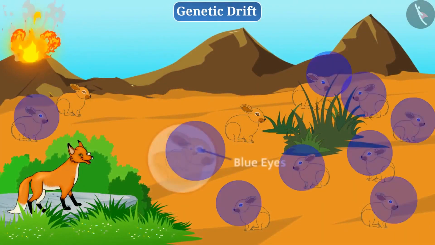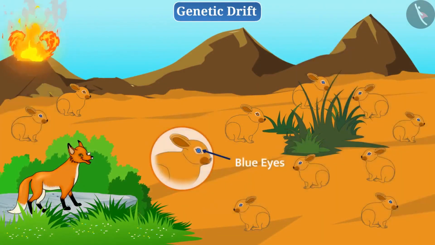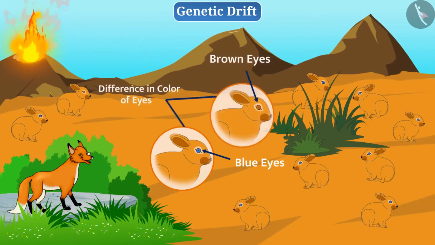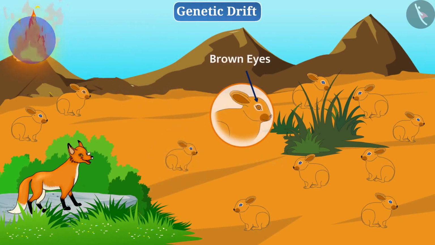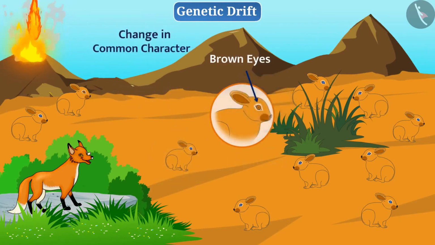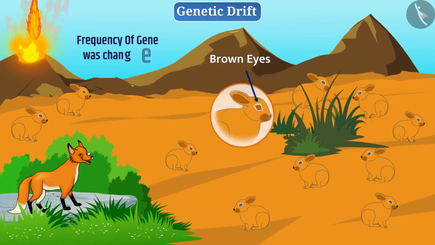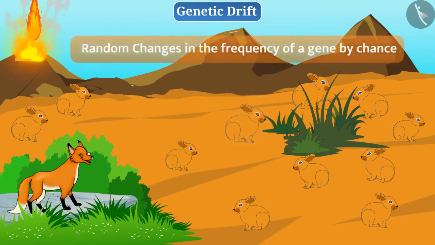Here, the accident of rabbits with blue eyes was merely a coincidence, from which a few rabbits survived, and hence the population. In this situation, the difference in the color of the eyes did not help in survival. Here, due to an accident, there was a change in the common character of the eye color, that is, brown. In other words, we say that due to accidents, the frequency of genes of brown color was changed. In this way, random changes in the frequency of a gene by chance is called genetic drift.